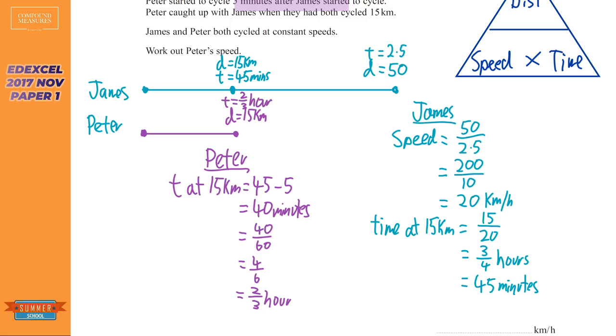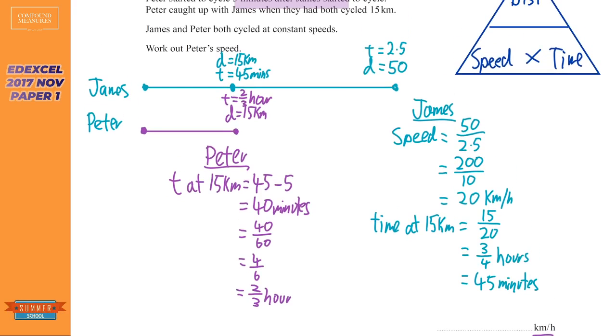You can see with the triangle, if you know two things, you can work out the third thing. So all we need to do now is work out the speed. I'm running out of room here, so I'm just going to use here. So speed is distance over time. So it's 15 over 2/3.